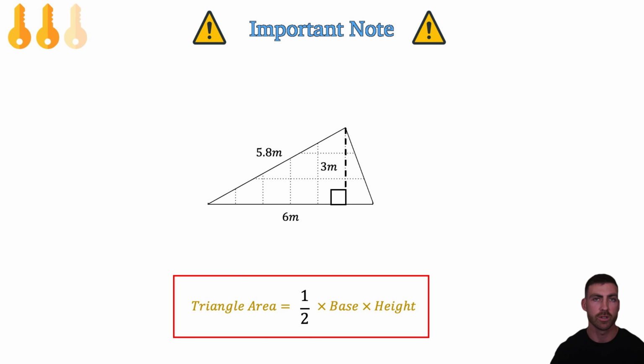Here's where students often go wrong. They use the slanted height as the height. But that's not correct. The height must be perpendicular to the base. So your key tip is, look for the right angle.